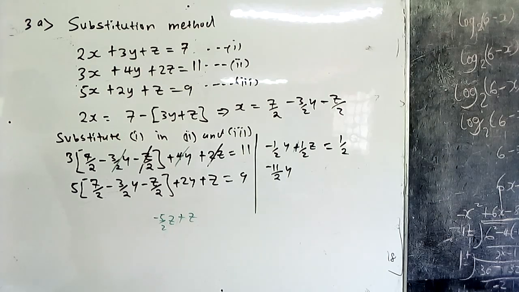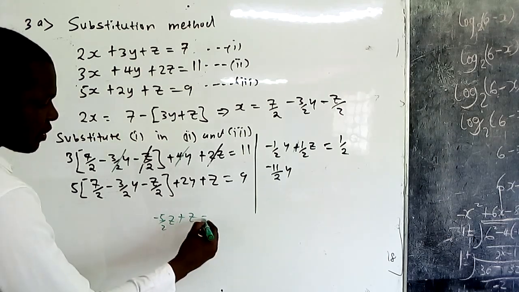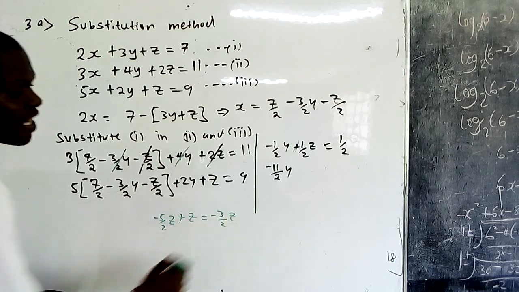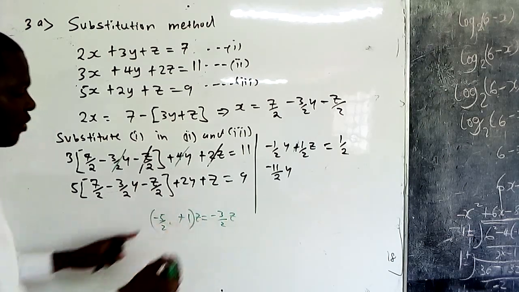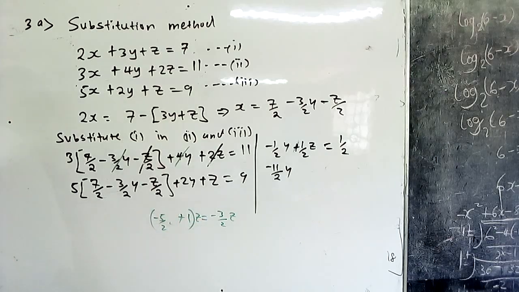Negative 3 over 2z, isn't it? You get negative 3 over 2z, because z is a common factor. If you factorize it outside, you remain with 1, negative 1 plus 1, isn't it? So you get negative 3 over 2z.